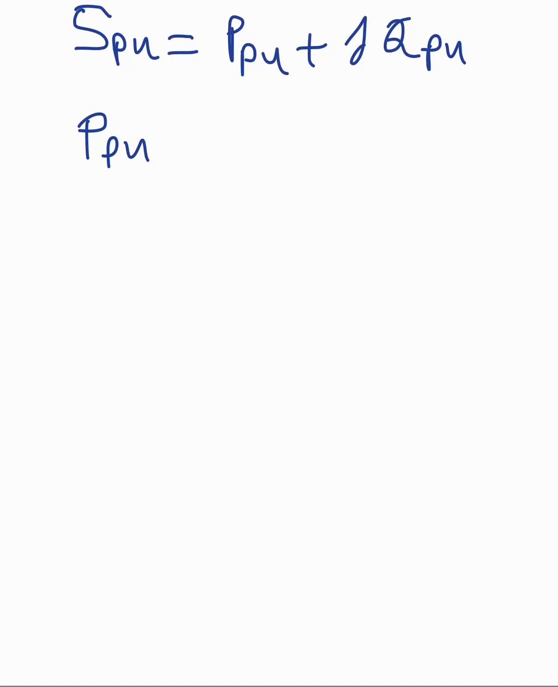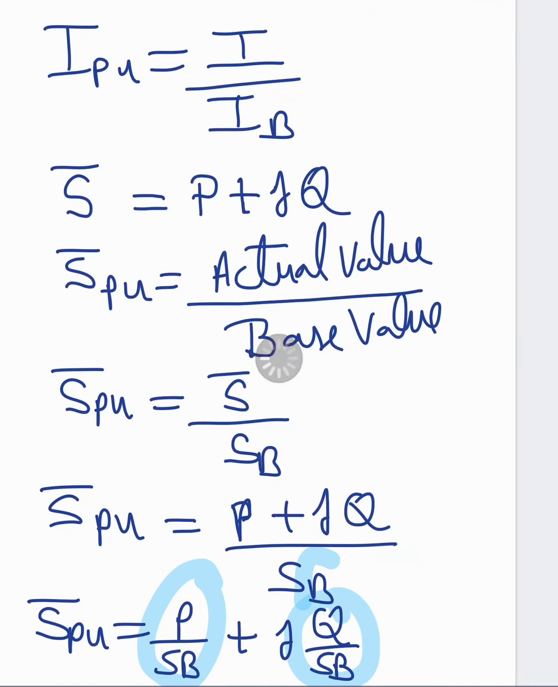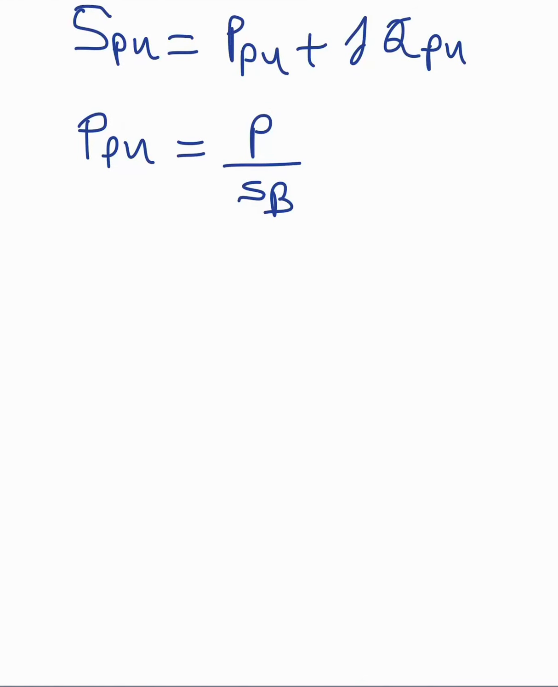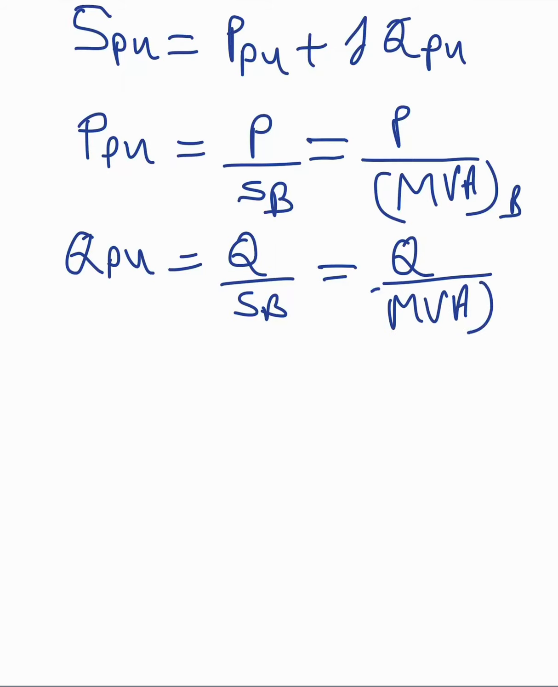P per unit is equal to P upon SB. So P upon SB is equal to P per unit. Similarly, Q per unit is equal to Q upon SB. So here P upon SB means P upon MVA base, and here Q upon MVA base.